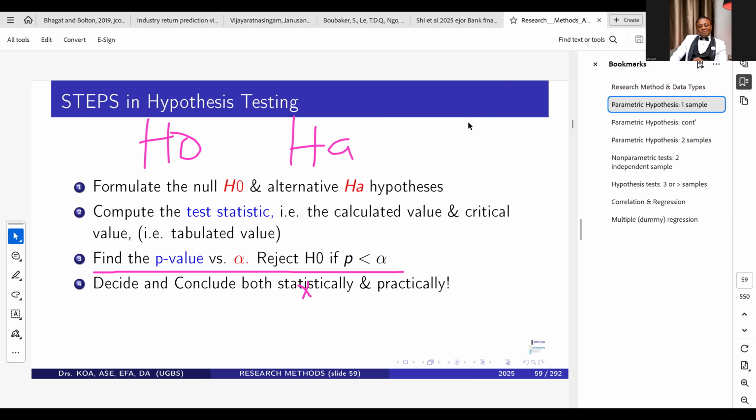Alpha is the error you are expected to make. So sometimes we call alpha the expected or allowed error. The p-value is the actual error. So which one do you think that we want to be smaller? Is it the p-value or the alpha? Which one do we want to be smaller? P-value or alpha? The p-value. So that when the p-value is smaller, you can have enough gravitas to reject the null hypothesis.